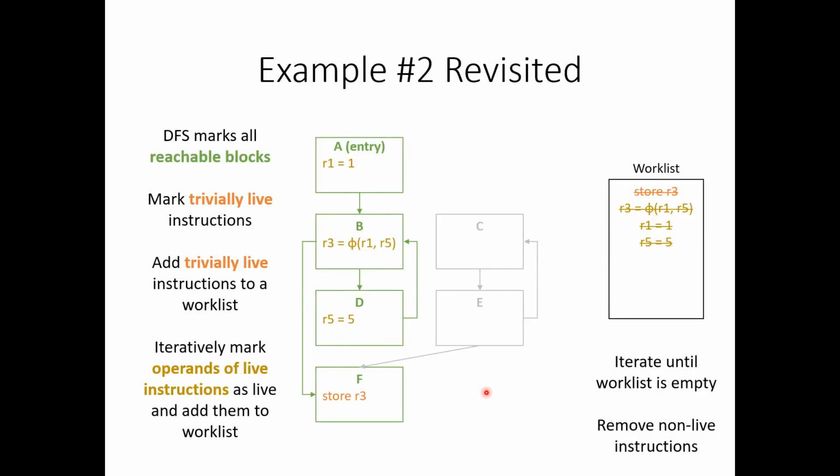So here, aggressive dead code elimination leaves us with, of course, also C and E are going to be removed. Okay, so this is how, by being optimistic, we were able to get rid of these instructions that dead code elimination was not able to get rid of. Is this clear? Any questions?